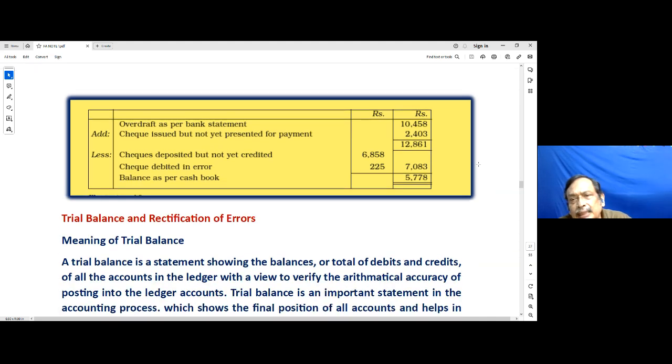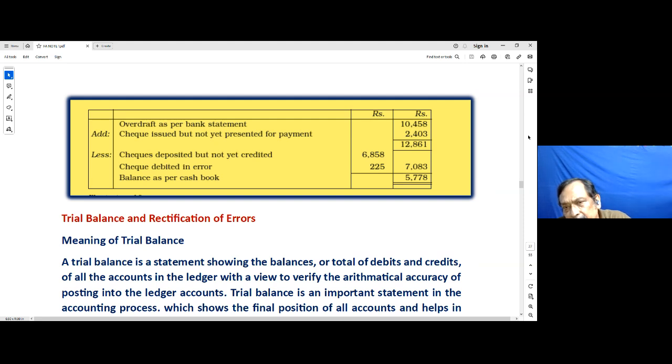Overdraft as per bank statement 10,458. Then add checks issued but not yet presented for payment. Okay, that is to be added. So it is not recorded in the pass book but already been recorded in the cash book. So that's why these items will only come in the bank reconciliation, that is checks issued but not yet presented for payment 2403, then less checks deposited but not yet credited.